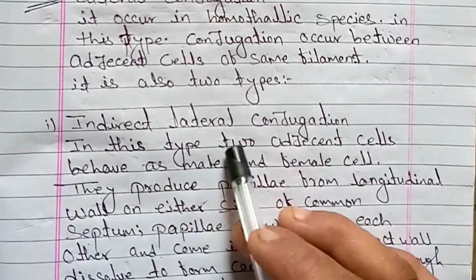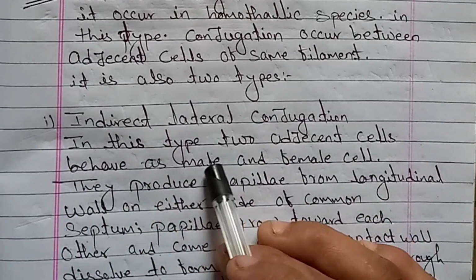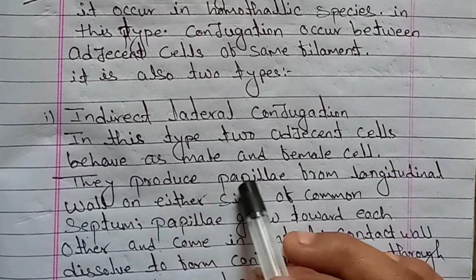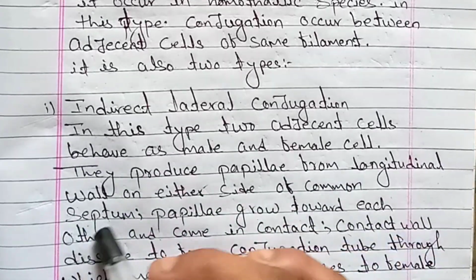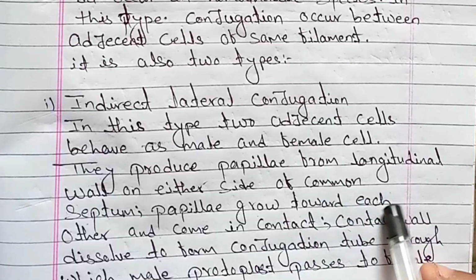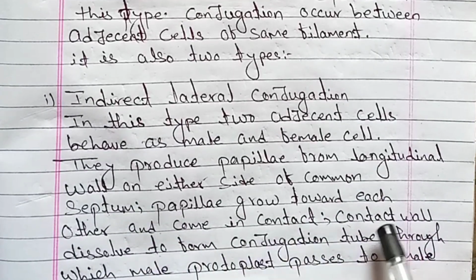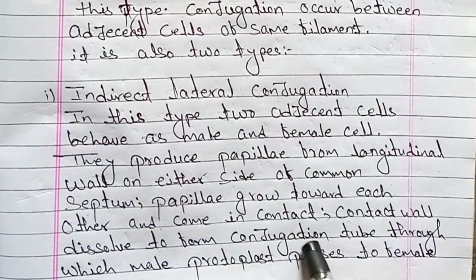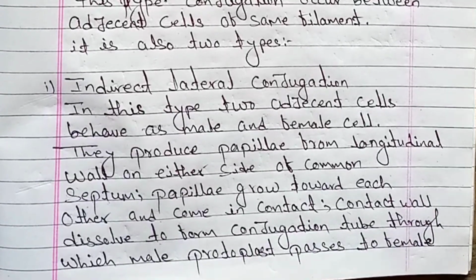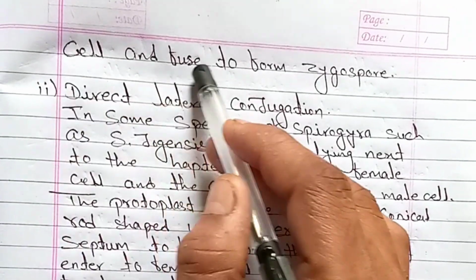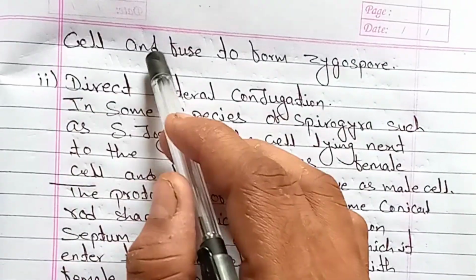In this type, two adjacent cells behave as male and female cells. They produce papillae from the longitudinal wall on either side of the common septum. Papillae grow toward each other and come in contact. The contact wall dissolves to form a conjugation tube, through which the male protoplast passes to the female cell and fuses to form a zygospore.